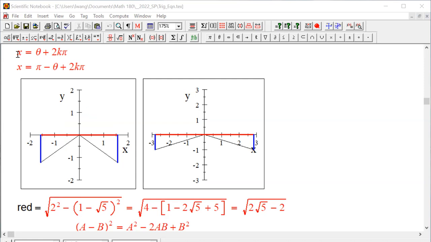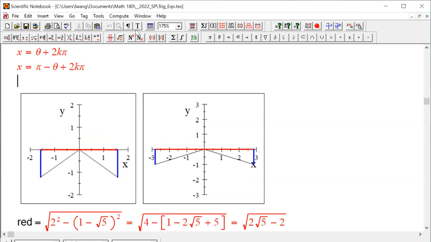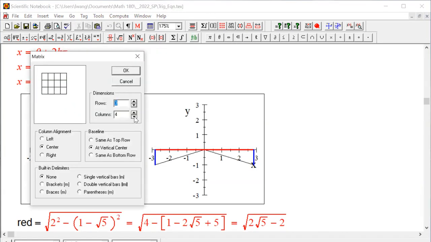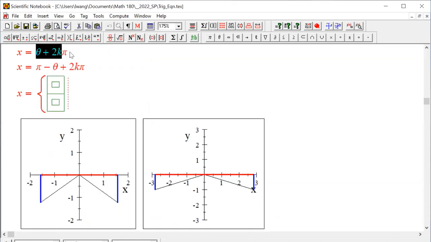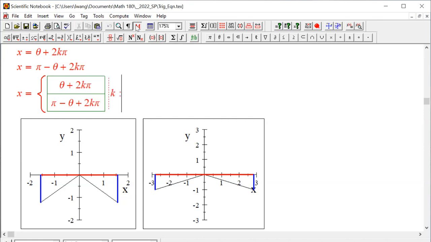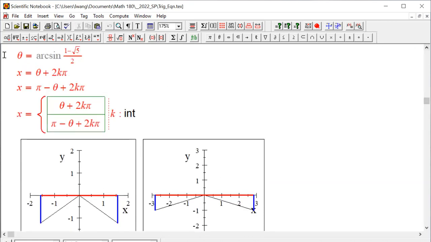And these are the solutions. And you can express it in the following way, the way we're rather used to. So x equals theta, we already have theta defined, right? Or pi minus theta, k is an integer, and theta has to be well defined. Is theta well defined? Yes, theta is well defined.